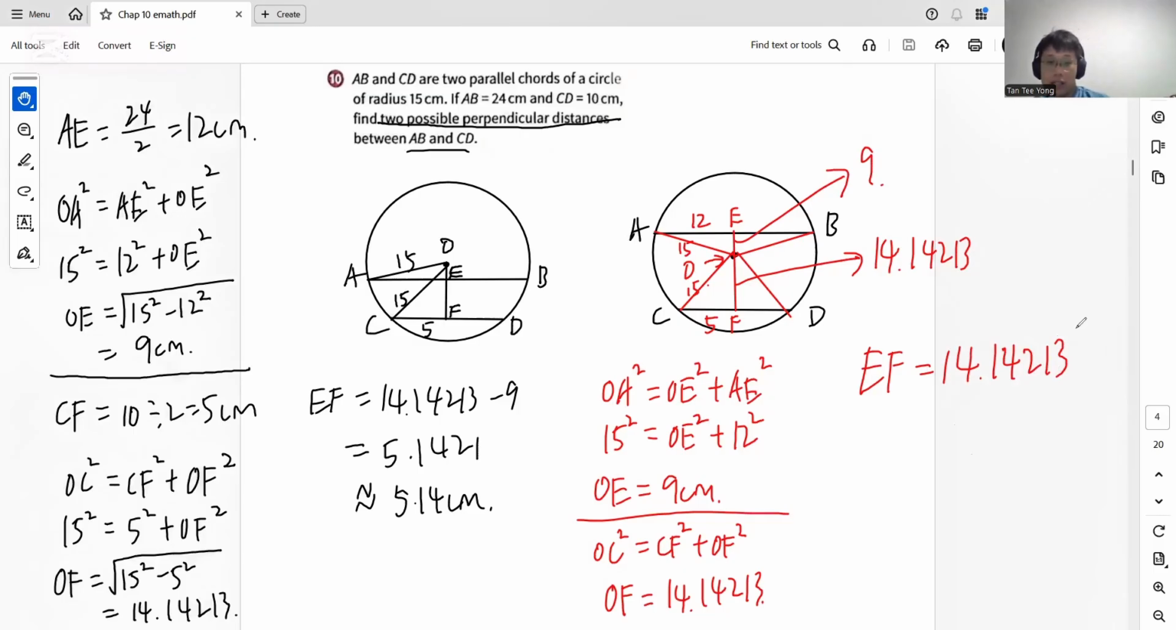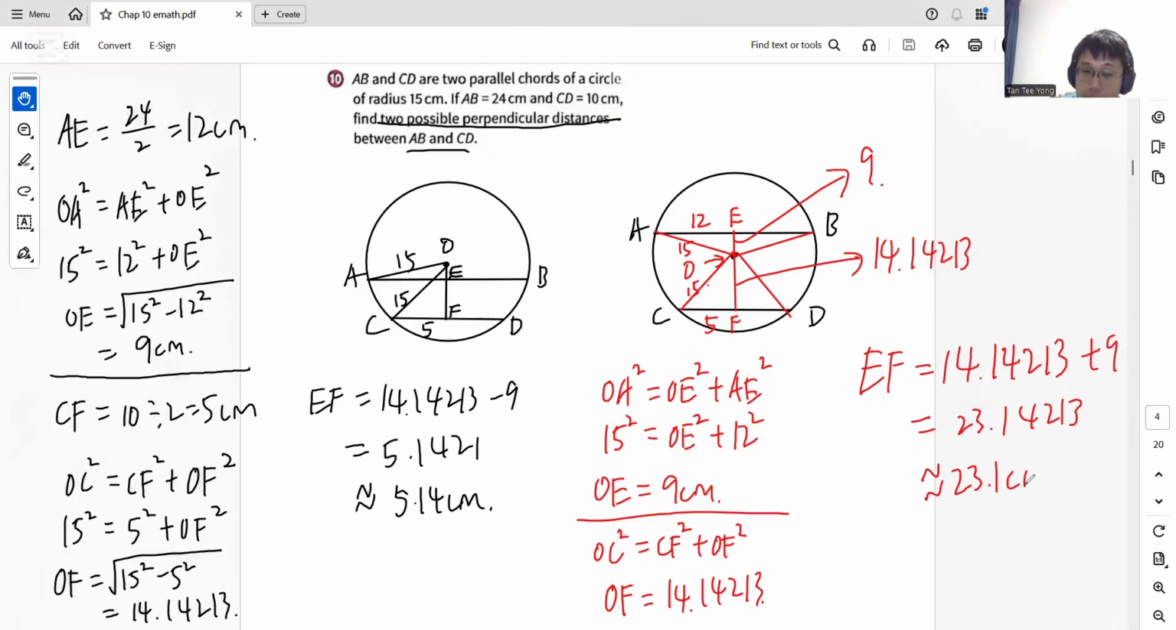I'm just drawing it out so that it's easier for you to understand and to explain to you. So 14.14213 plus 9. So we have 23.14213, round off 23.1 cm.